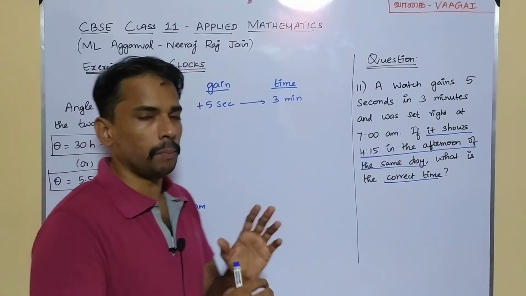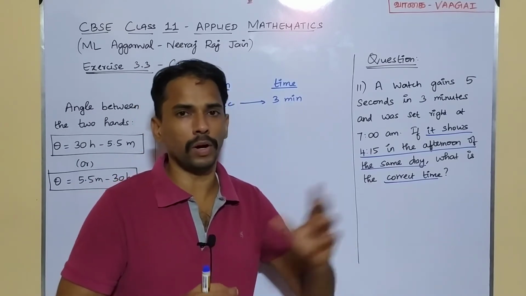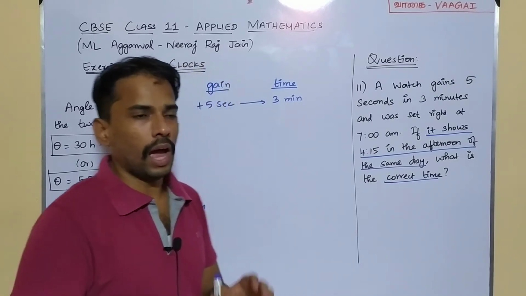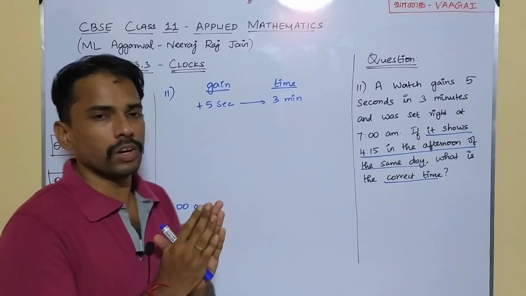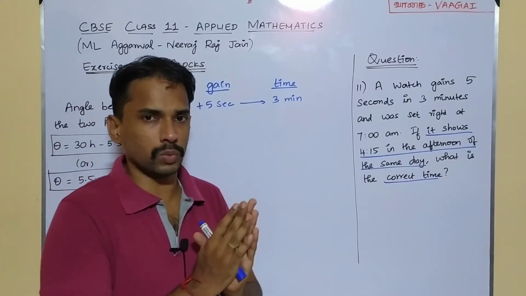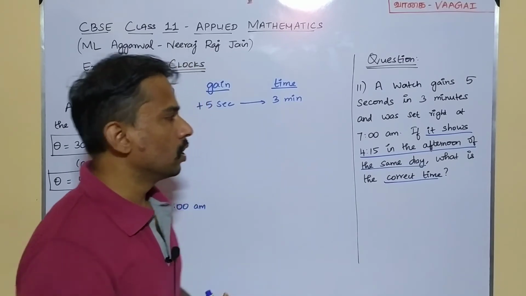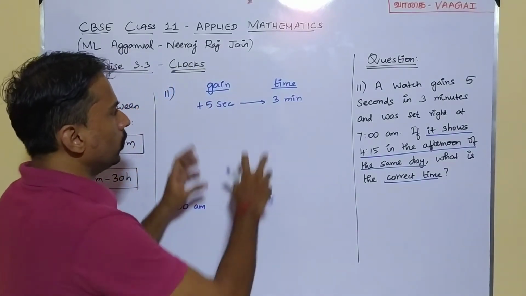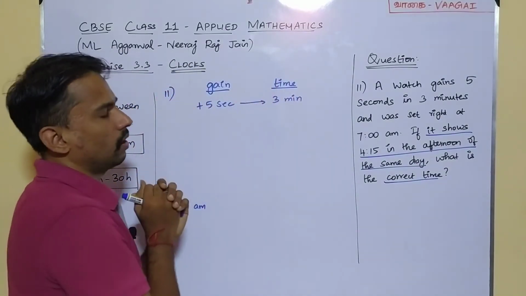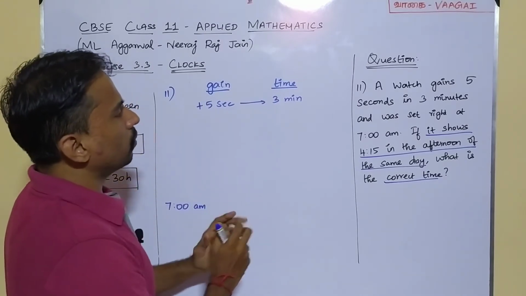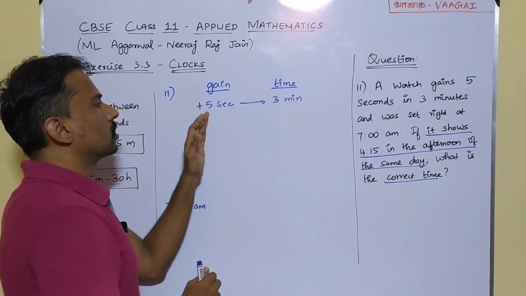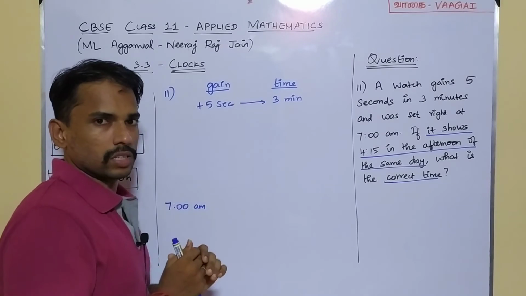This is going to be comparatively a little challenging compared to our previous questions. Let us see how we are going to approach this question. We should be a little careful here. I am going to rewrite the same thing I have here. We are given the information that in 3 minutes, this clock is going to gain 5 seconds. This is what is given.